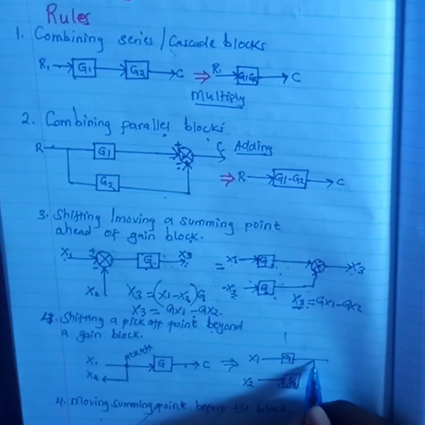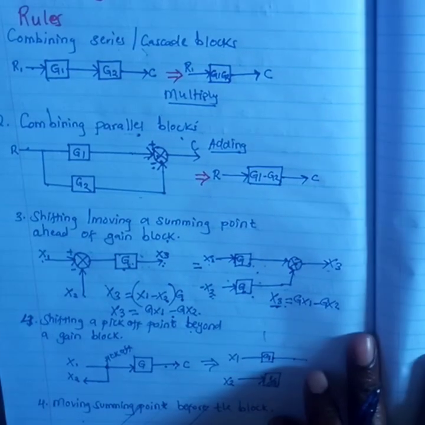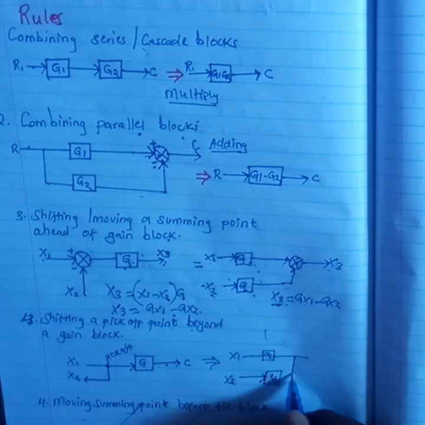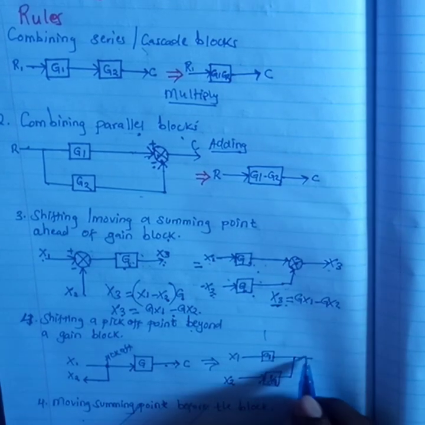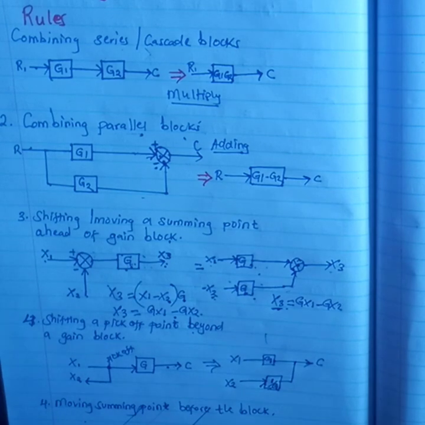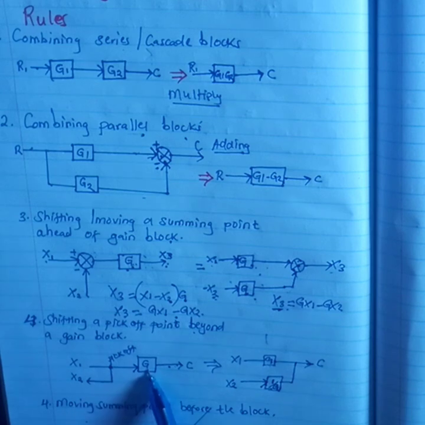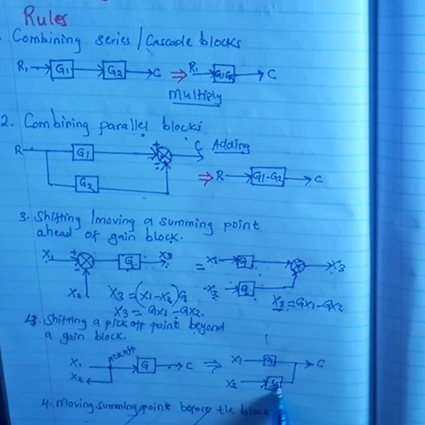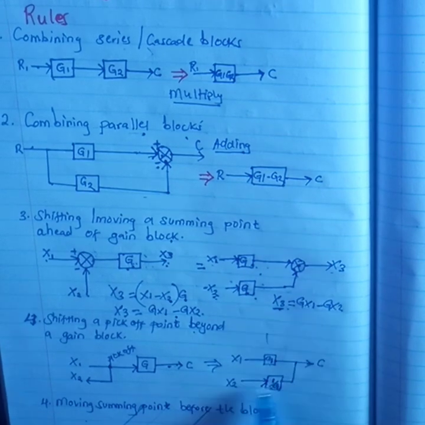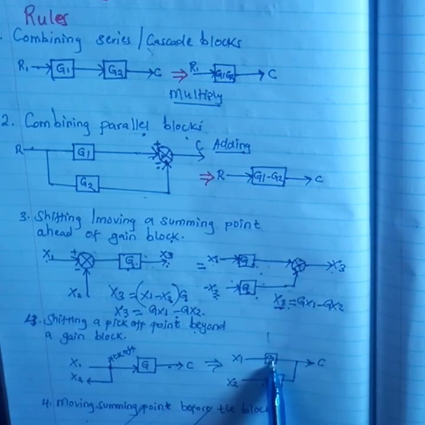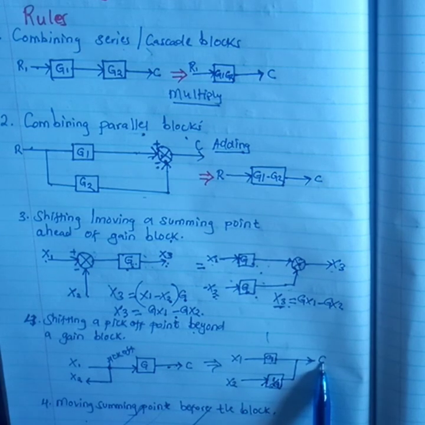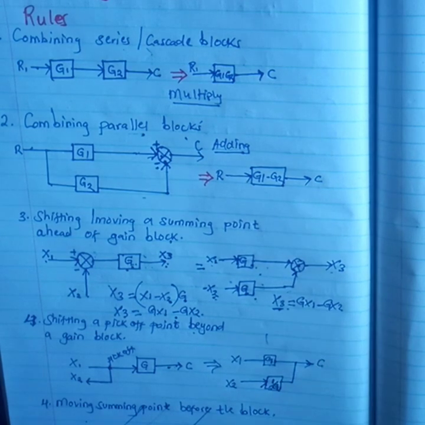Then I have something like this. This is now my output. That is what we have. So you will always create another block here, and what you have inside that block is the reciprocal of what we have in this block. So in this block I had g. If I take this point beyond this block, I'll have 1 over g inside this block. I connect it to x2, then this one is x1, then I'll have the output c. That is our rule number 4.